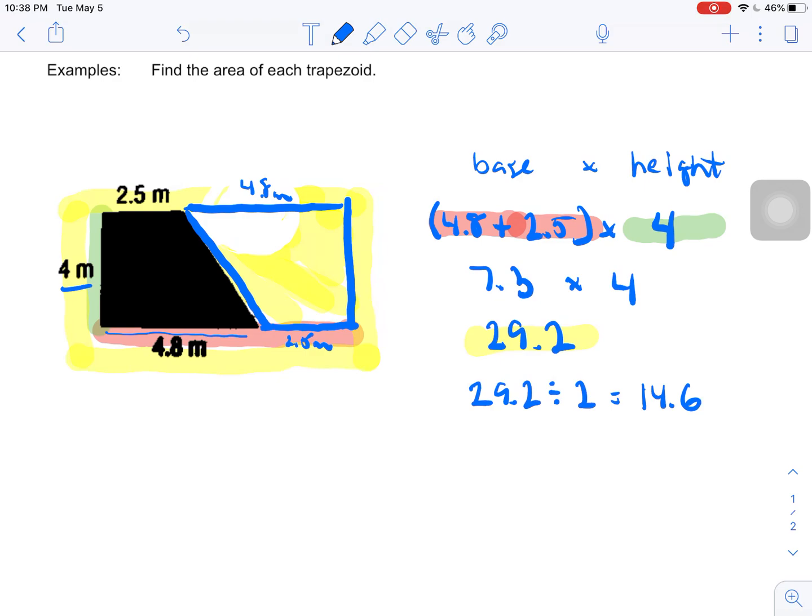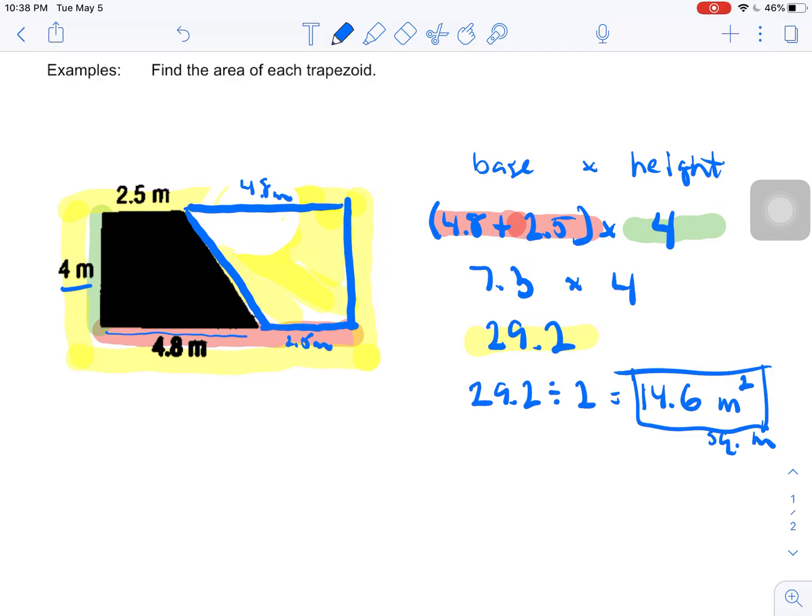So there are two ways that you can label the units. You could say meters squared, or you could say square meters. Those are both correct labels, but make sure that you're using the correct labeling for your area since you're finding area. So that is the area of our trapezoid.